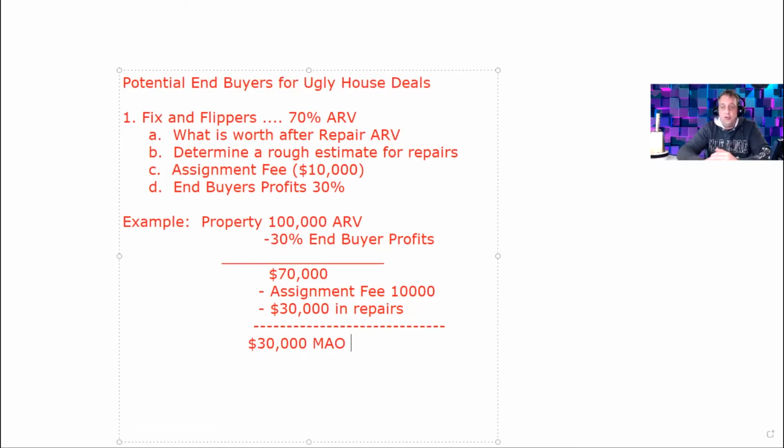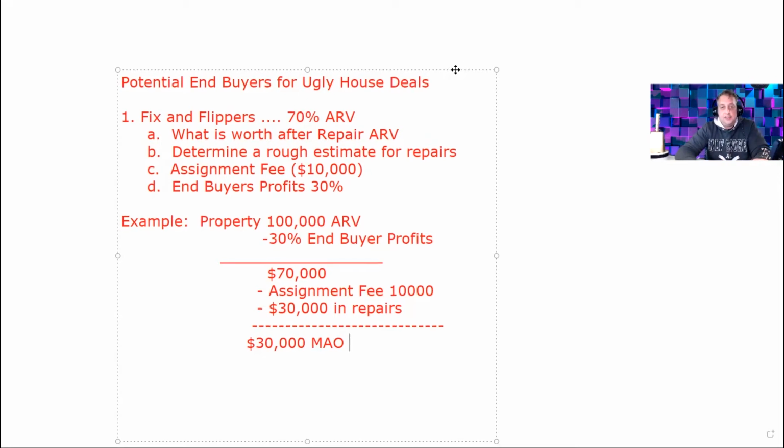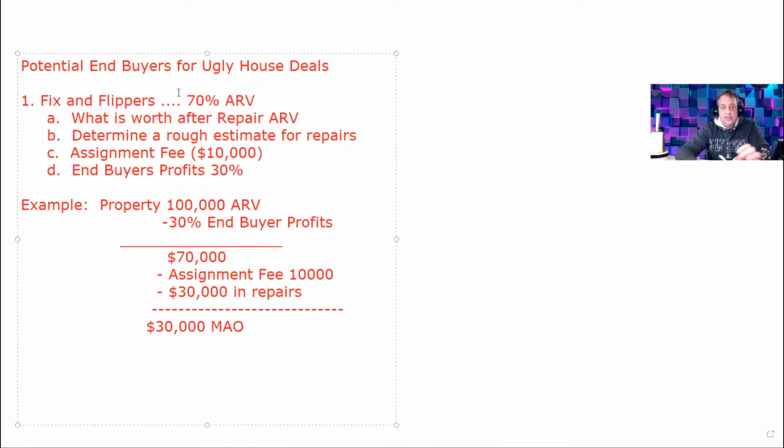This offer to the homeowner will allow us not only to leave enough profit in it for our end buyer, but it will also allow us to leave repair money in the deal, and also it will allow us to make $10,000 for our own business. So that's how you calculate maximum allowable offer on an ugly house deal. This is a cash offer, okay? So when you're making a cash offer, this is how you calculate maximum allowable offer. So fix and flippers, that's our first type of buyer. They buy at 70% of ARV, and you calculate it through that following formula, okay?